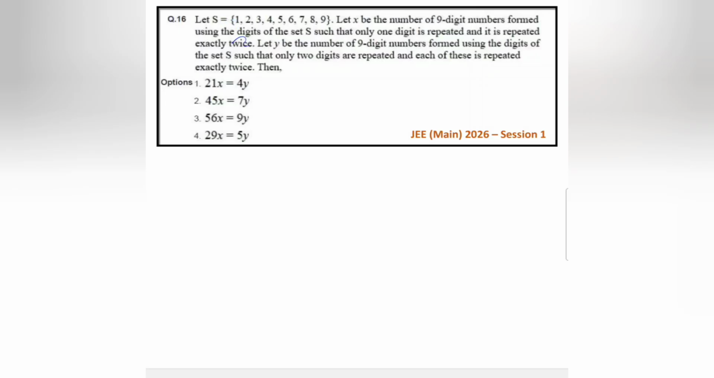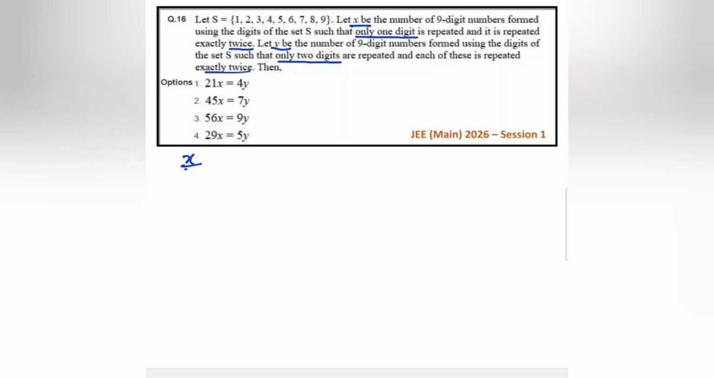Here s is given as 1, 2 and so on up to 8. X is the number of 9-digit numbers formed using the digits such that only one digit is repeated and it is repeated twice. And similarly y is the number of 9-digit numbers such that only 2 digits are repeated and each is repeated exactly twice.